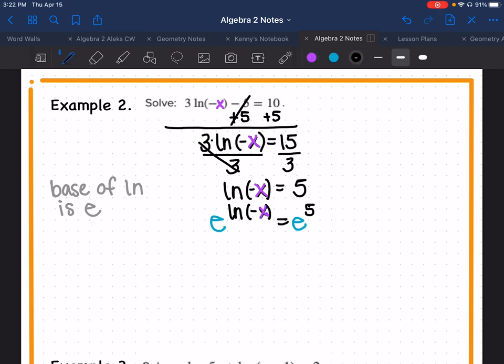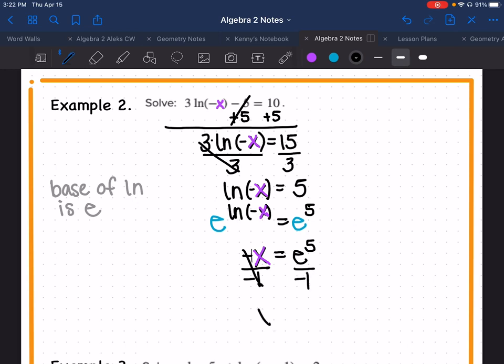Okay, so what's going to happen over here is the e and the natural log are going to cancel each other out, and I am left with negative x equals e to the 5th power. My x is not completely alone. There is an invisible -1 hanging out in front of that x. So I have to get rid of this -1 by dividing by -1.